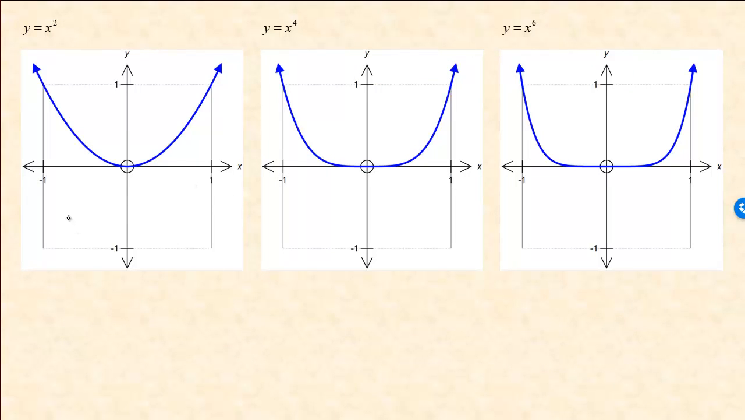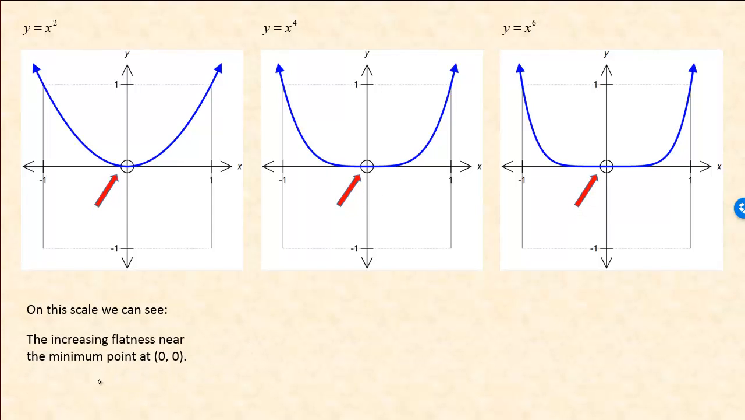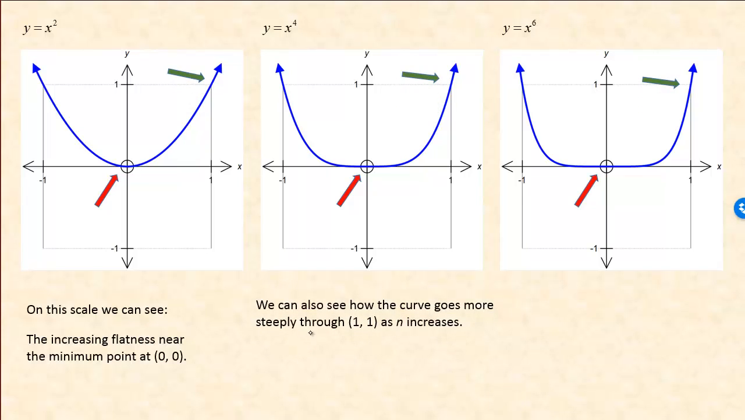So here they are zoomed in on just a unit square, so from -1 to 1 on both axes. On this scale we can see the increase in flatness near the minimum point at 0, 0 as we go from x squared across to x to the 6. If we look here at the point 1, 1, we can see how the curve goes more steeply through 1, 1 as n increases.